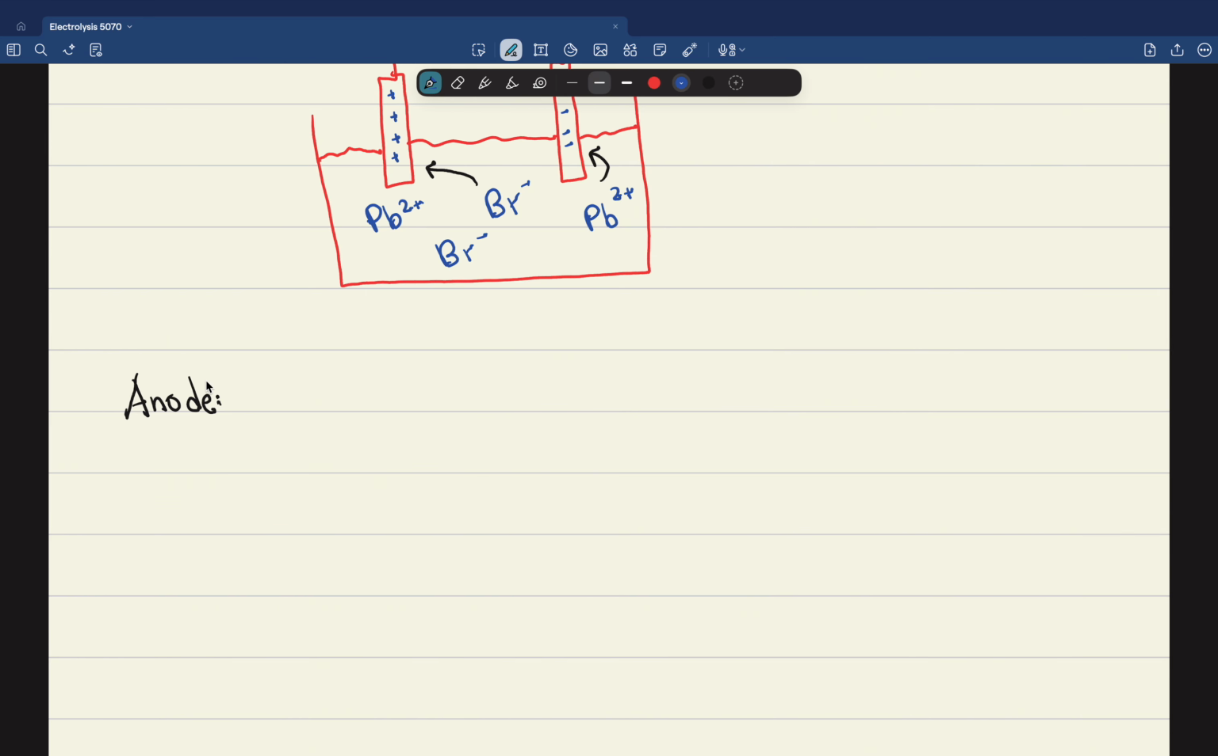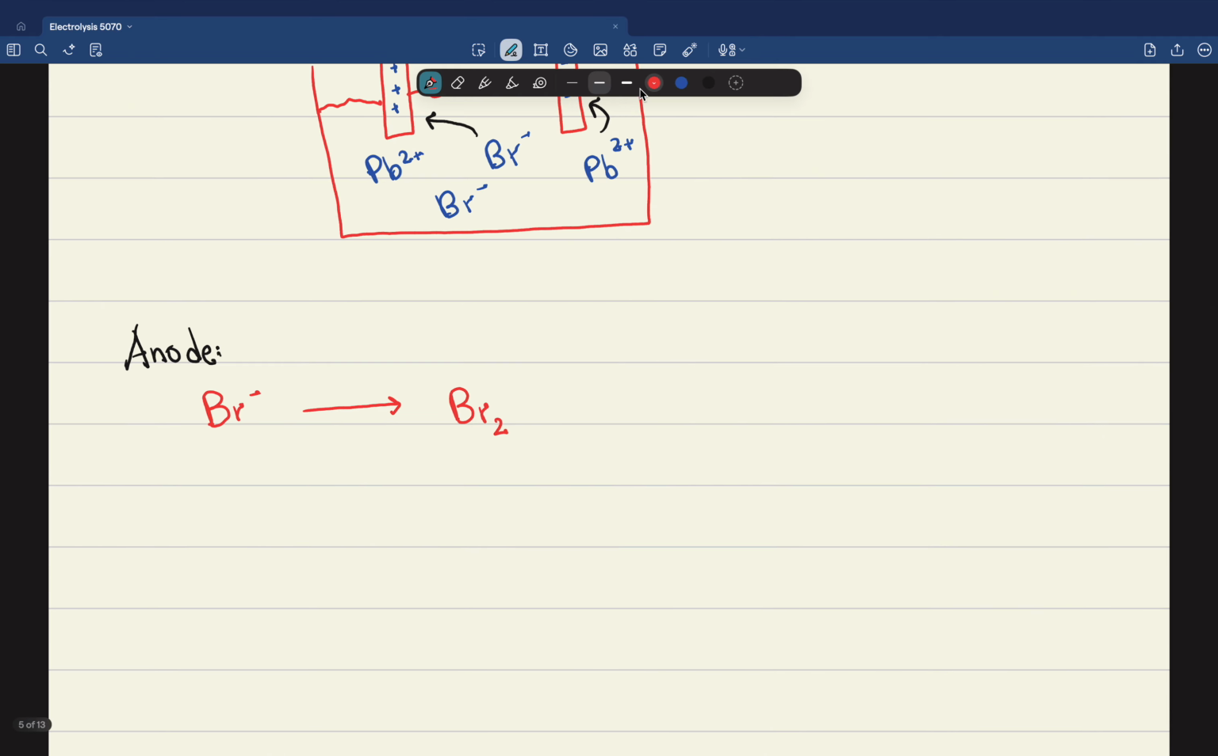Okay, so let's write that. At the anode, let's follow the rules. The initial and final form of the element: the initial form is bromide ion. The final form is going to become bromine, and bromine is a diatomic molecule. It exists as a diatomic molecule, so we will write 2 as a subscript after bromine.